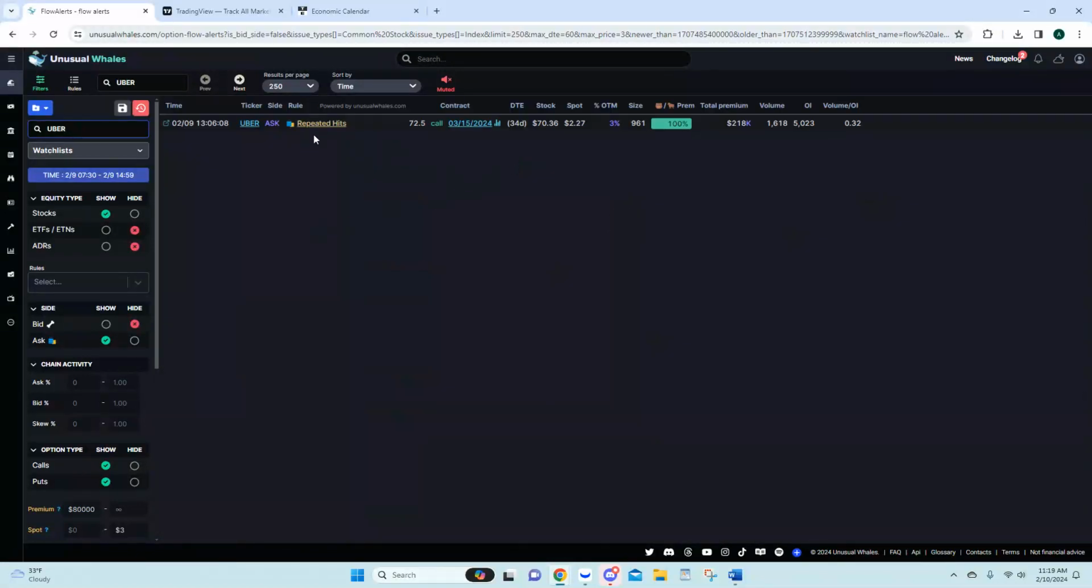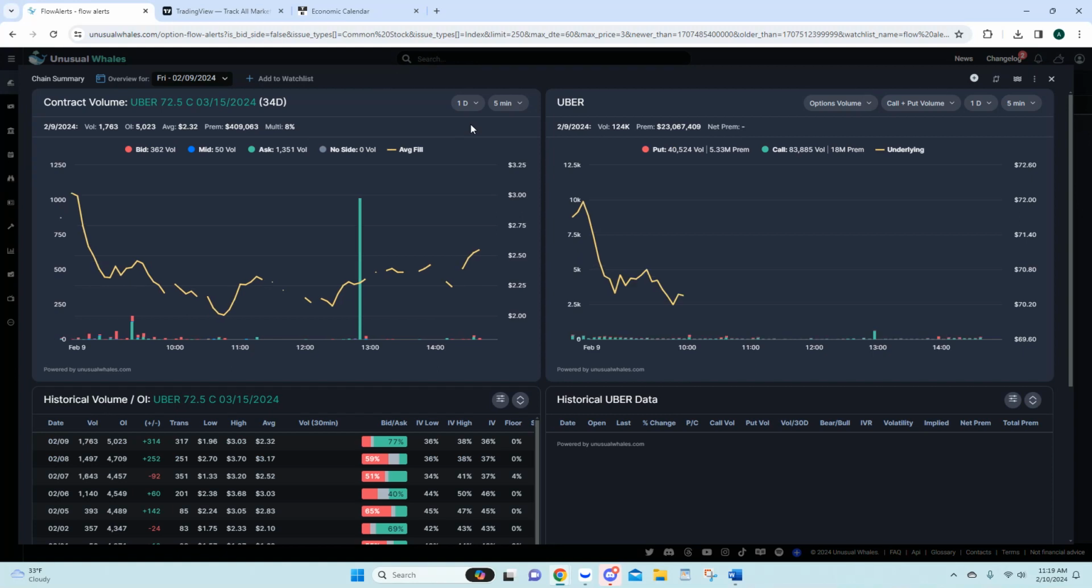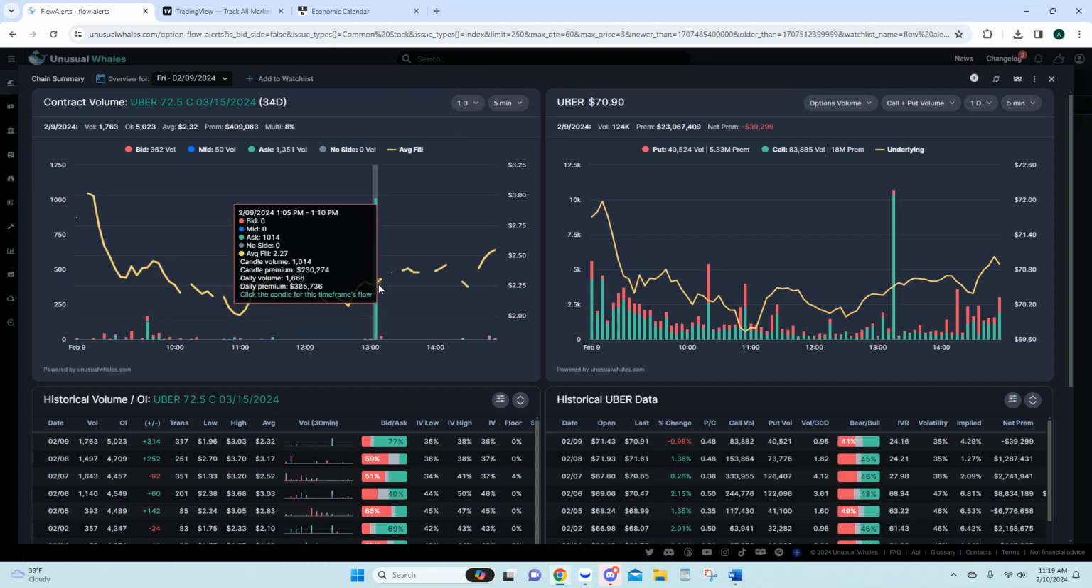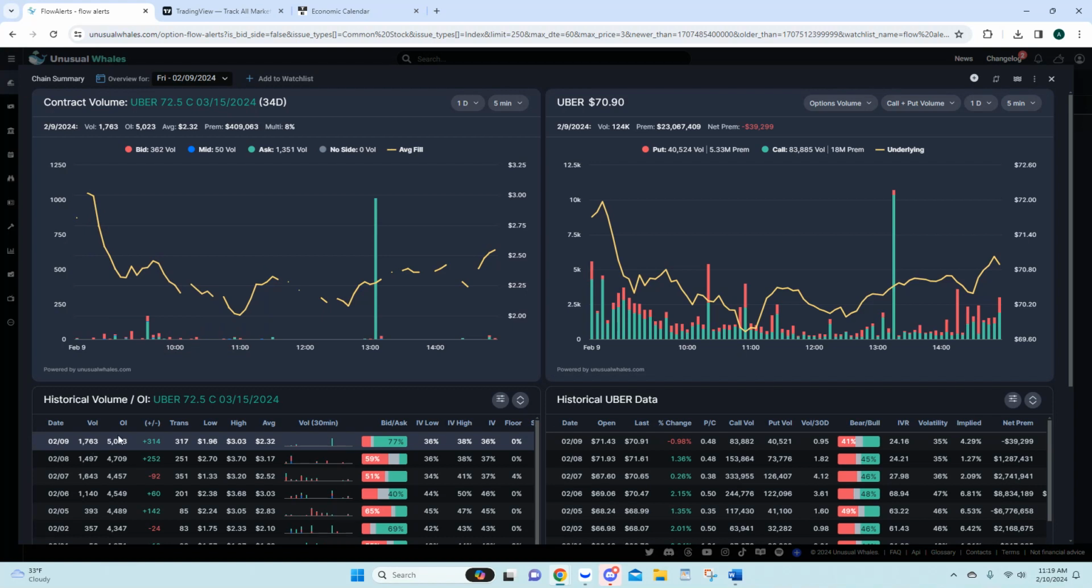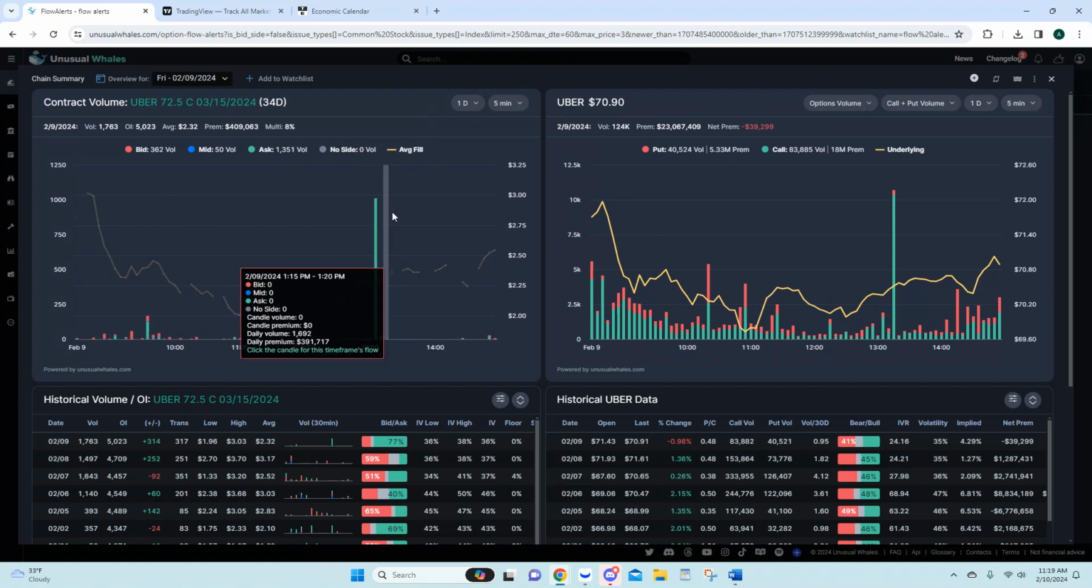So we have the repeated hits on the 315.72.5 call. So here's your flow alert, 218K premium. That's pretty significant premium, decent size there. Looking at the contract here, you can see this is where the whale entered. You can see the ask side volume, all that. And one thing I like to do, obviously, check how much this volume turns into open interest Monday morning. So that is that entry of the whale right there.